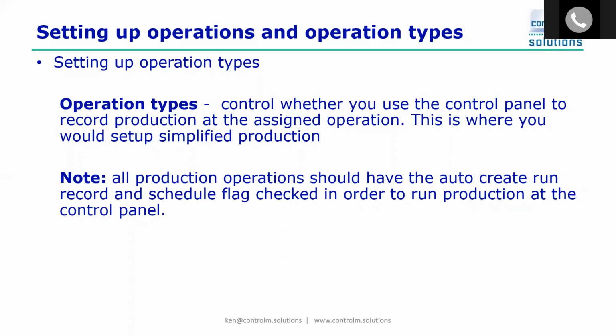If I don't tell Plex in an operation type that we're going to be using simplified production for a part, it will use standard production. I have to tell it something other than standard production for something other to occur.